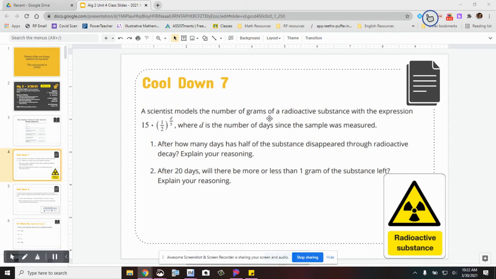A scientist models the number of grams of radioactive substance with the expression 15 times (1/2)^(d/5), where d is the number of days since the sample was measured. After how many days has half of the substance disappeared through radioactive decay? This is looking an awful lot like our setups that we've been using, our equation. This is looking like a half-life equation.